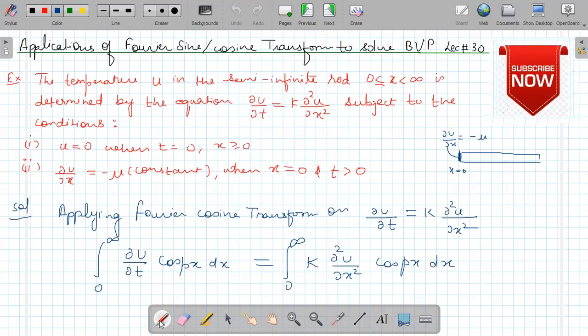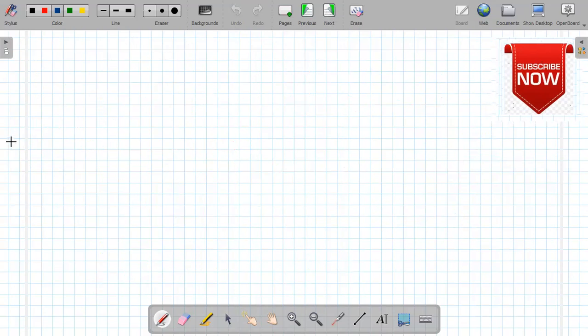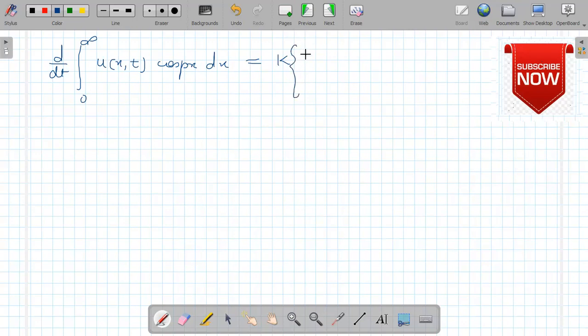Now, as you can see, this integral is with respect to x. So we can take this derivative outside in the form of d over dt of integration 0 to infinity u(x,t) cos px dx. And on the right hand side we can take k outside the integration and then we integrate that.